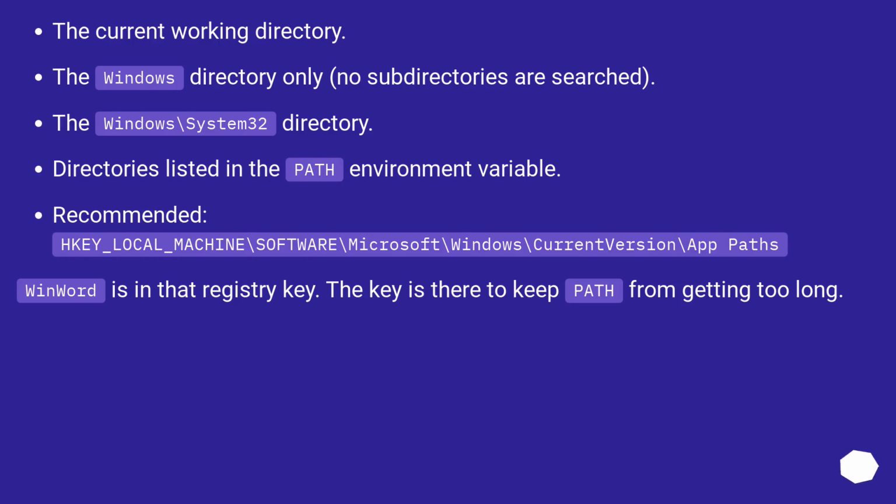The current working directory. The Windows directory only, no subdirectories are searched. The Windows/System32 directory. Directories listed in the path environment variable. Recommended: HKEY_LOCAL_MACHINE/Software/Microsoft/Windows/CurrentVersion/App Paths. WinWord is in that registry key. The key is there to keep paths from getting too long.